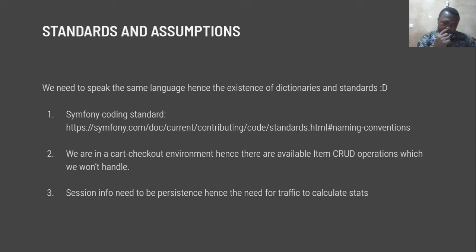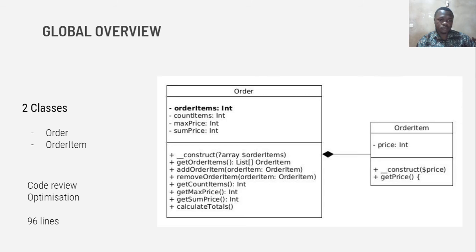Another thing is this session info needs to be persisted, hence the need for traffic stats. It doesn't make sense to send traffic back to the server if it's just to calculate some data. So we assume that if there's a need for it, then there's a caching purpose for that. We will be working on an optimization method to handle that data and do the calculations involved. For the global overview, we have two classes, the Order class and the Order Item, which is a composite of the Order class.